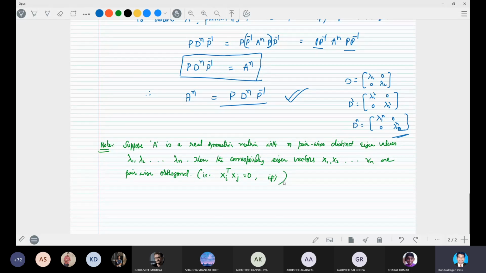Then only we can compare them. x1 is compared to x2: is it orthogonal or not? x1 orthogonal to x2, or x1 orthogonal to x3, whatever it is. You can check whether two vectors are orthogonal through this statement: x1 transpose into x2. If it is equal to 0, then we say that x1 and x2 are pairwise orthogonal.